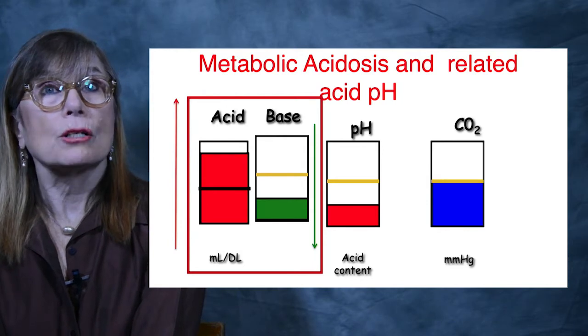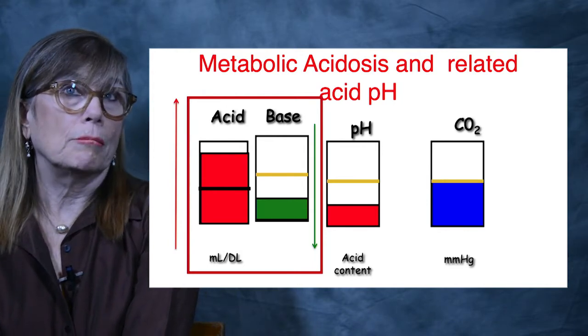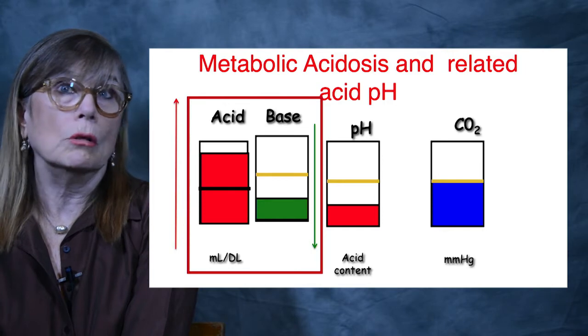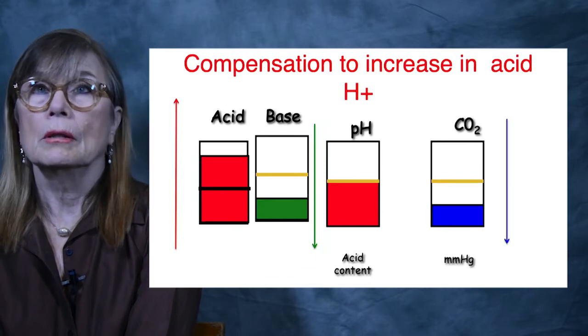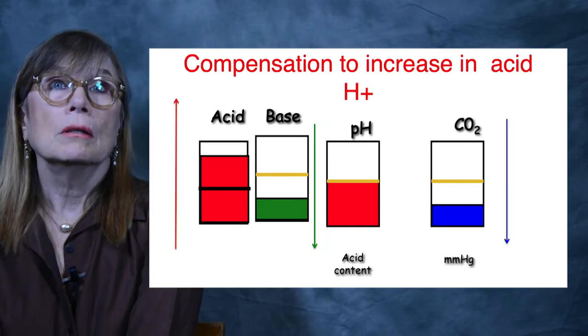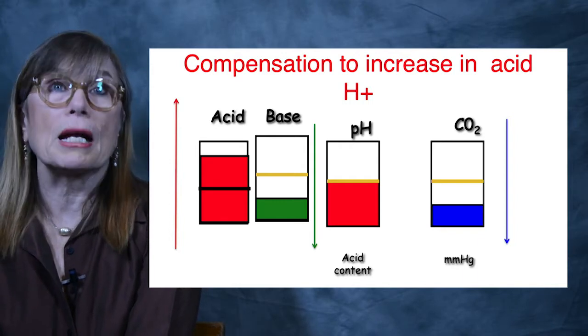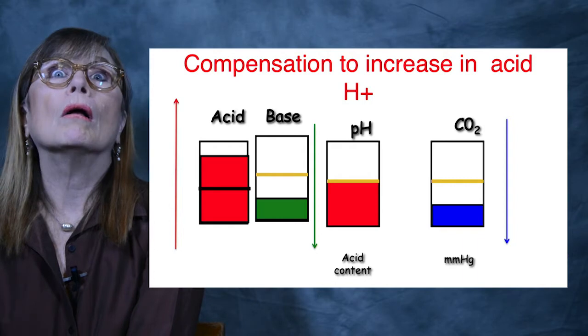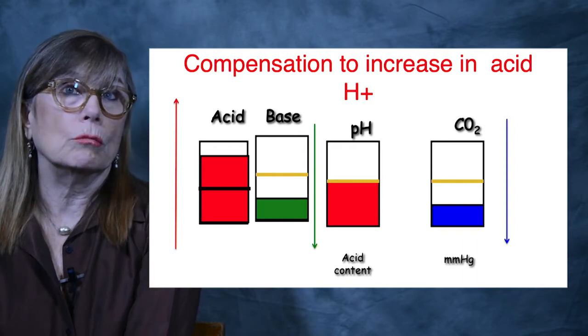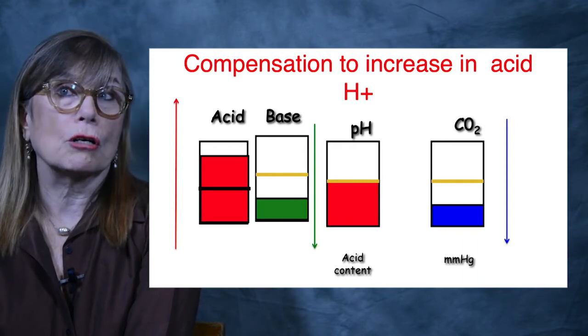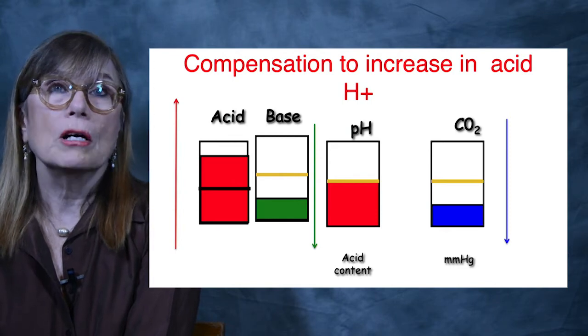Metabolic acidosis. You determine that by the pH direction. That's what tells you what kind of problem you have. And then what will happen naturally and very quickly, if the patient is capable, is they will immediately begin to rapidly breathe, increase their depth, and blow off CO2.